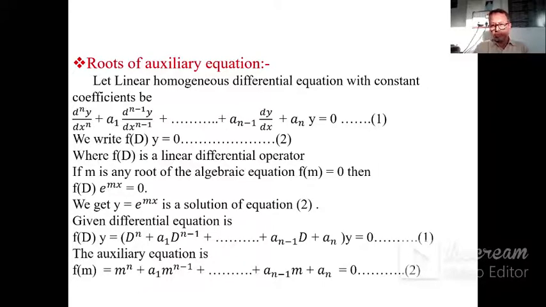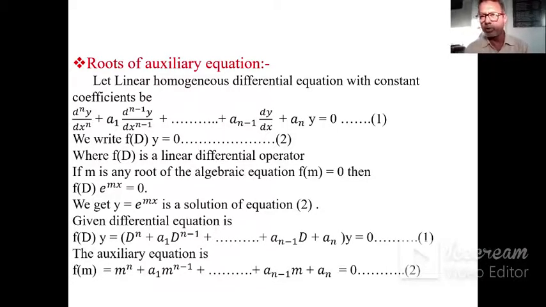Now if we see this equation 2, this is a polynomial equation of degree n. Therefore, by the fundamental theorem of algebra, we conclude that this equation must have n roots. These roots may be real non-repeated, real and repeated, complex and non-repeated, complex and repeated, whatever it may be, but this equation has exactly n roots. Now we want to see the different cases.